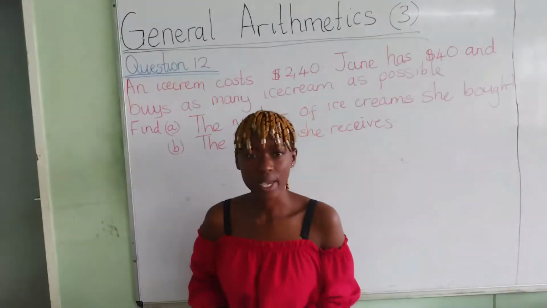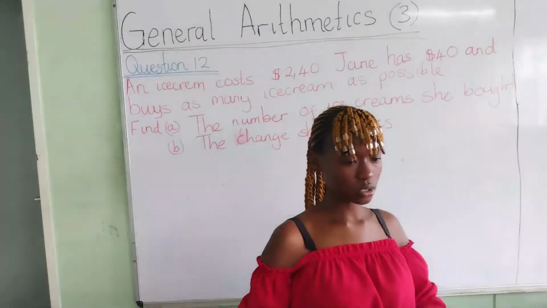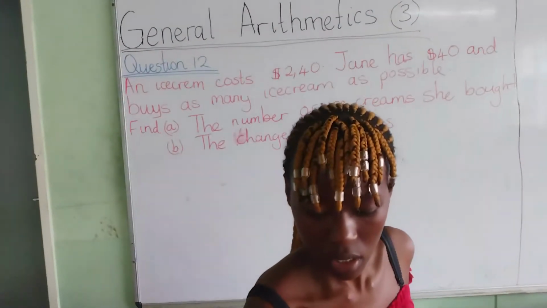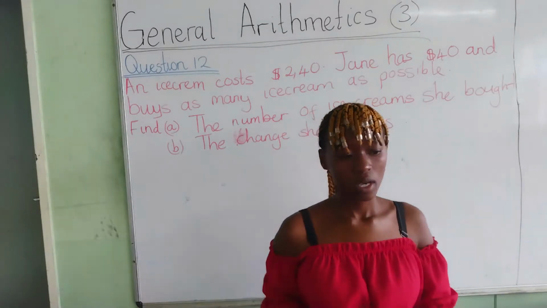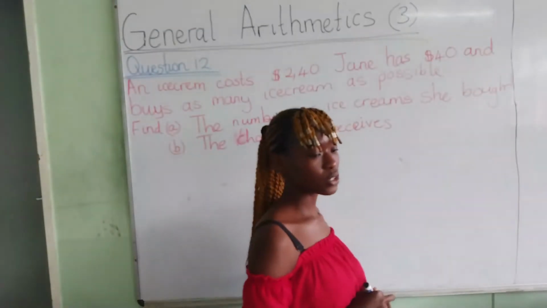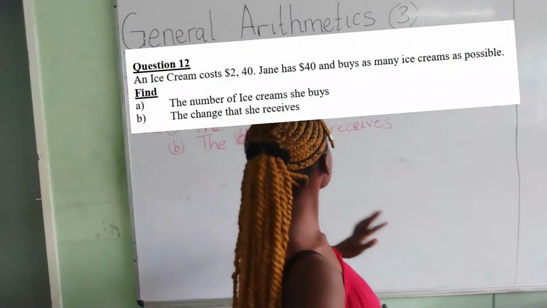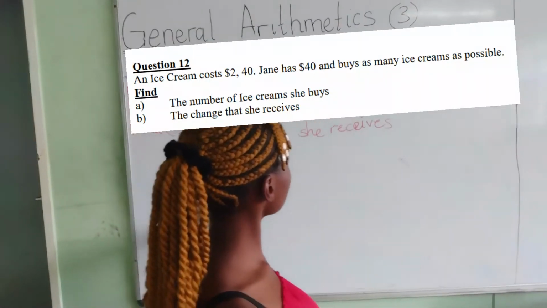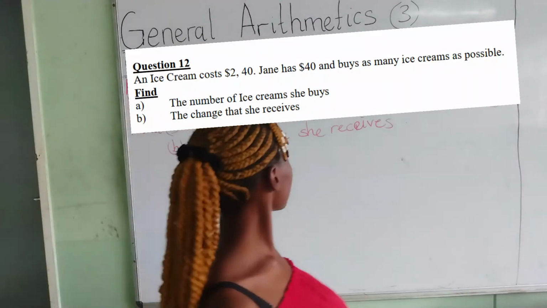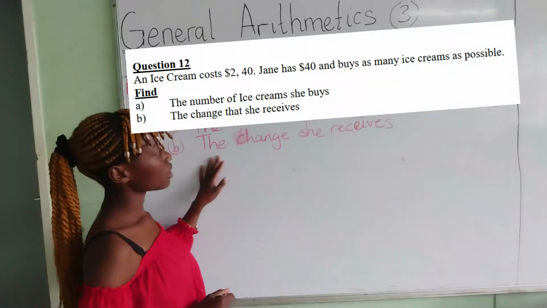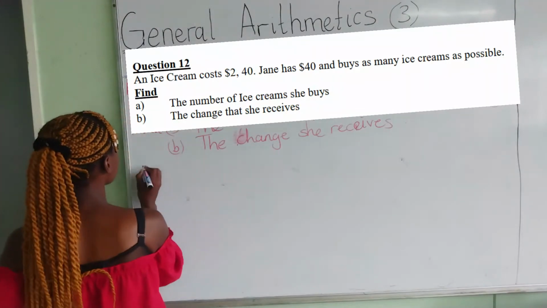Okay, so today I'm going to focus on fractions while we're doing arithmetic. Our question reads: an ice cream will cost $40. Jane has $40 and buys as many ice creams as possible. Find A, the number of ice creams she bought, and B, the change she receives. Okay, so let's write the solution.